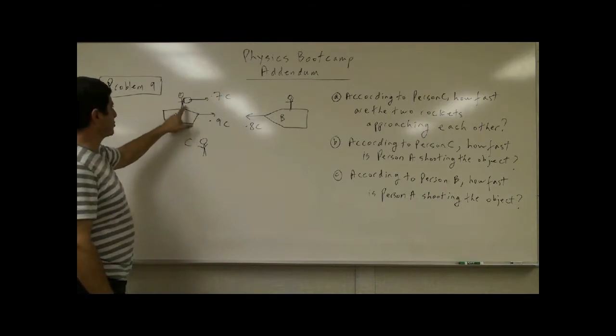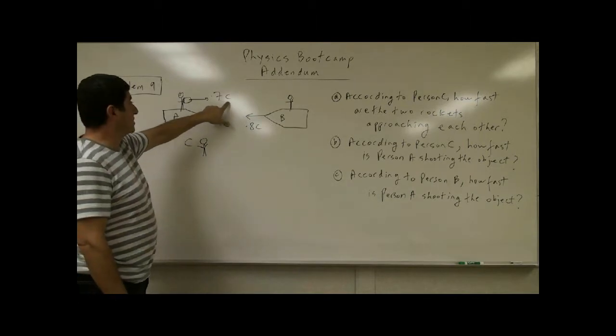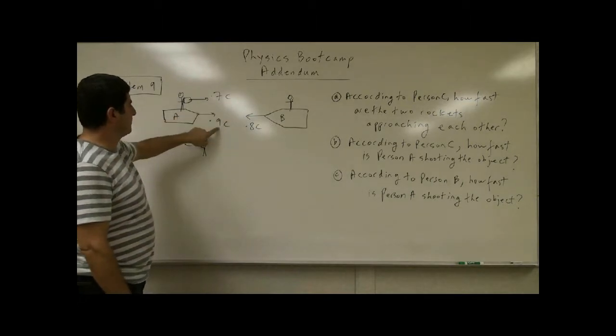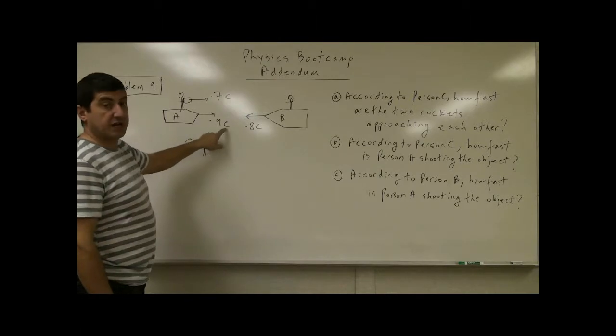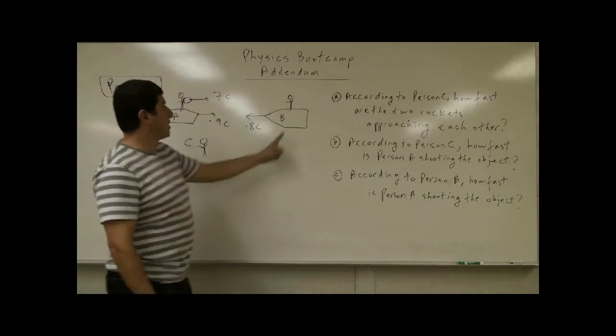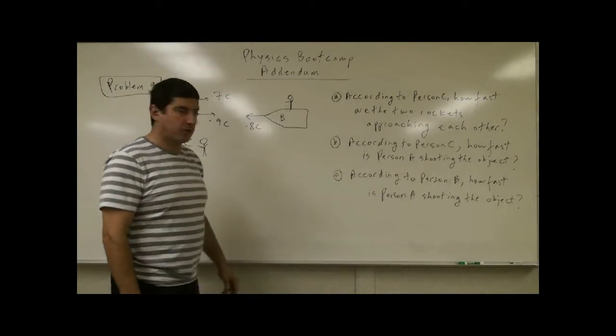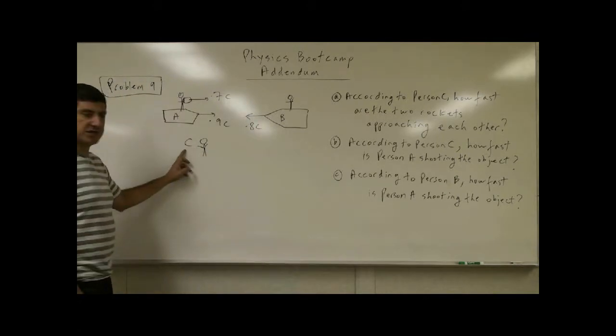The person on top of the rocket is also shooting something with a speed of 0.7 the speed of light. The speed of the rocket is 0.9 the speed of light according to the Earth. Then you have a rocket B going to the left at 0.8 the speed of light, and then you have a person on rocket B. And then you have a reference frame C.